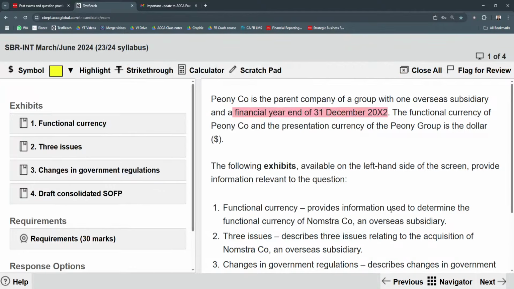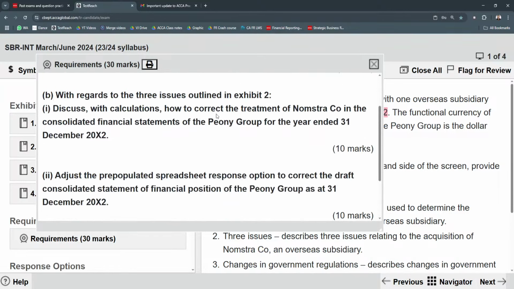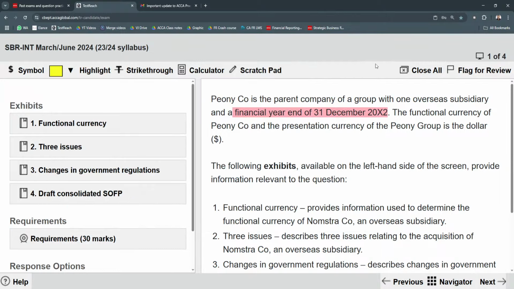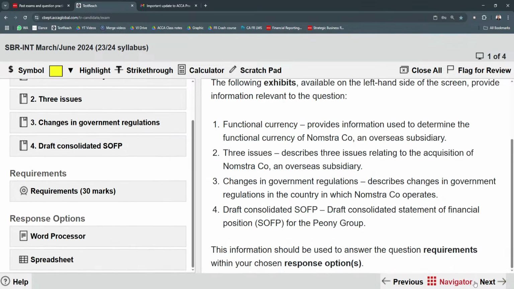Now moving on to question number 2. But before I move on, question number 1 will be from group accounting, right? See, this is from group accounting, where the consolidated SOFP is. So question number 1 comes from group accounting of 30 marks. Now tell me, question number 2 will be of how many marks? Question number 2 will be of 20 marks. Let's move on to question number 2 and see.